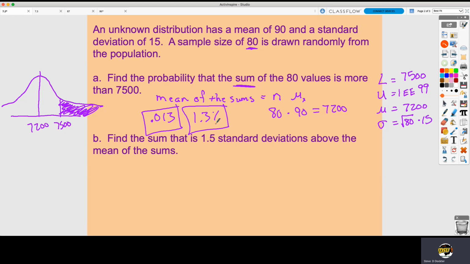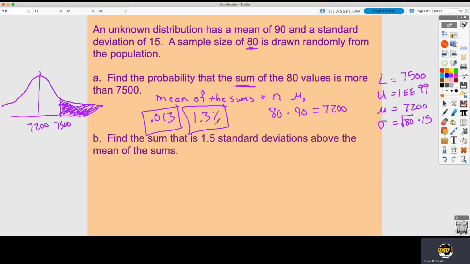All right, so it's really the same thing as what we did last week. We're just changing the equation a touch because we're talking about the sums now. So we've got to find the average of the sums. We've got to find the standard deviation for those sums. That equation just changes a touch there.